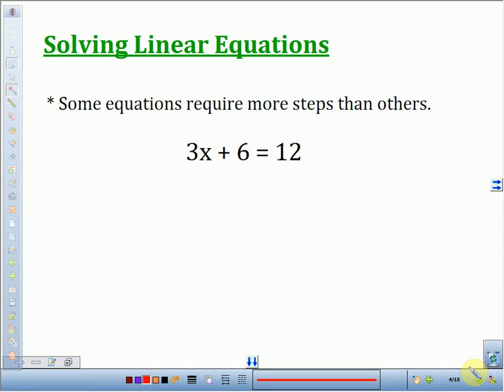Some equations do require more steps than others. This is a two-step equation. It's a two-step equation because it requires 2 steps to solve. Two-step equations are solved the same way every time.